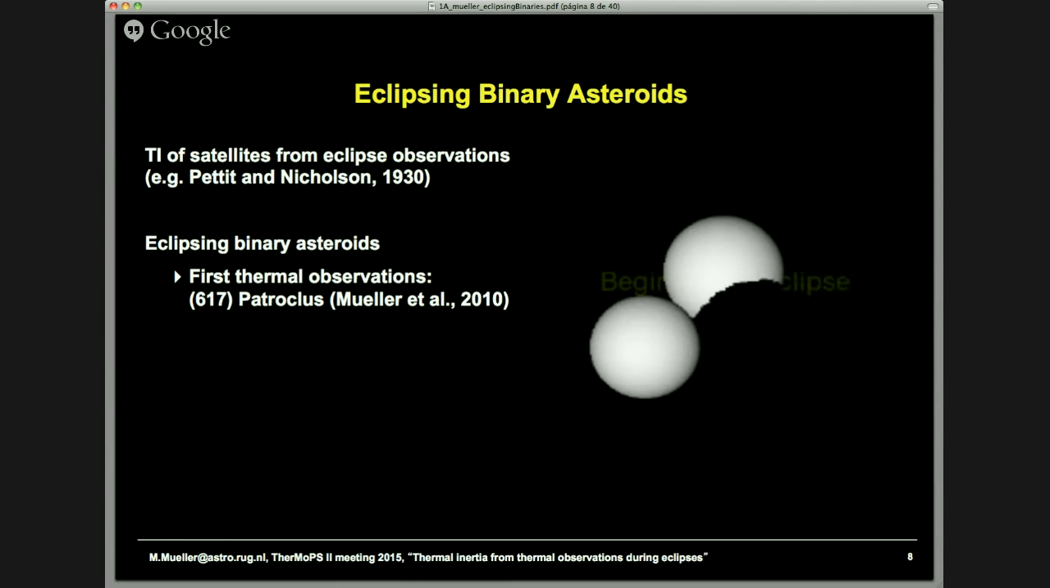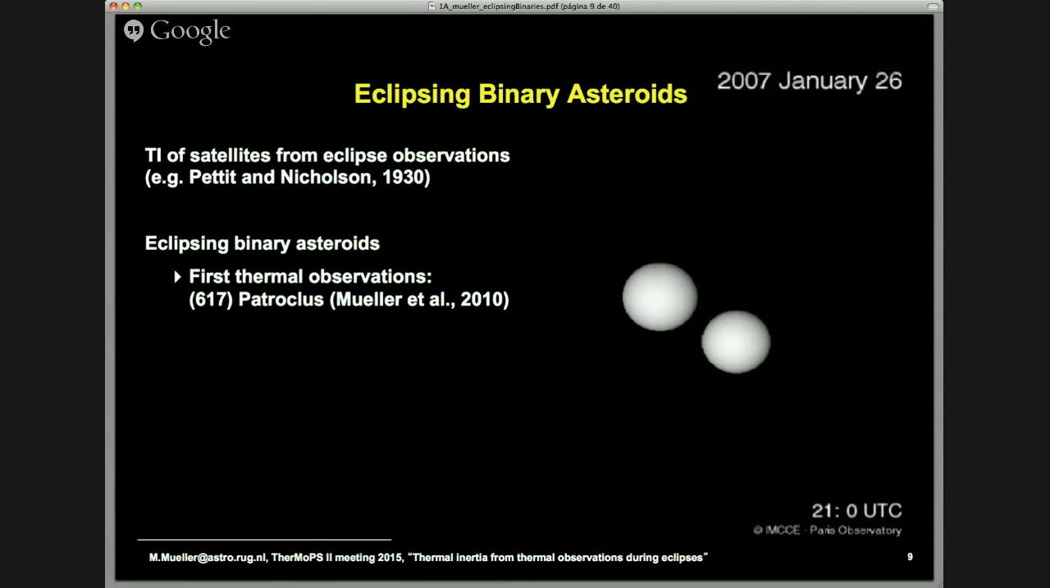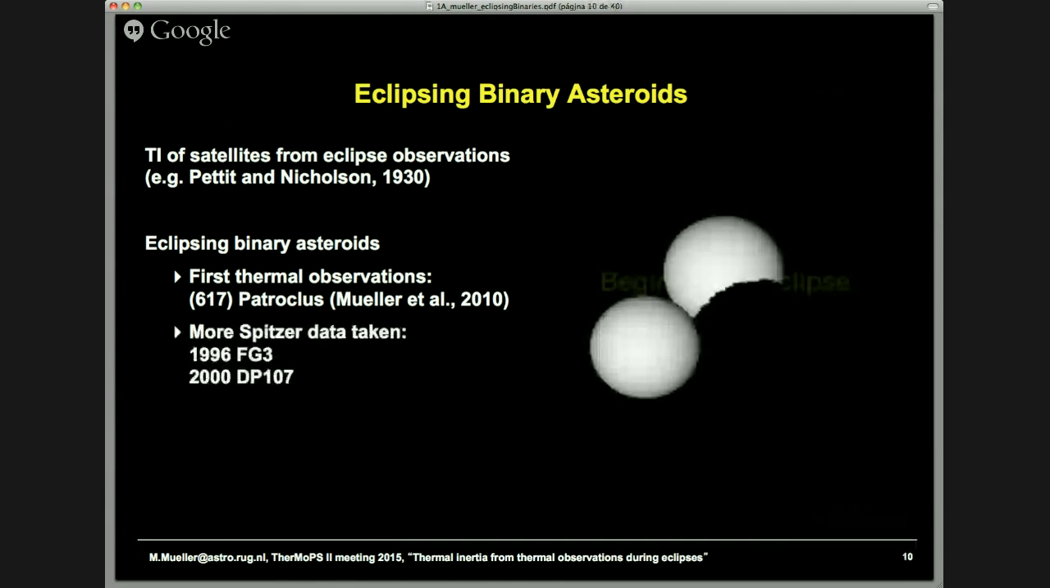Oh, I actually have a video, if it works. Let's see. Oh, looks bad. OK, we have to do without animation. Doesn't really matter. More Spitzer data have been taken on two binary systems called 1996 FG3 and 2000 DP107. Those names may ring familiar for some of you.